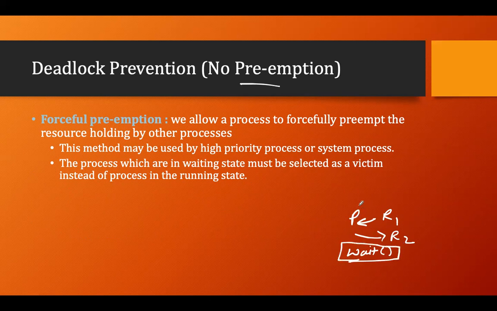What will happen is P could be preempted, or forcefully deallocated from the resource, if some higher priority process is there. Let's say there is a P1 which is a higher priority process, or P1 is a system process. So P has to leave that particular resource which is requested by P1. That is the idea behind forceful preemption.